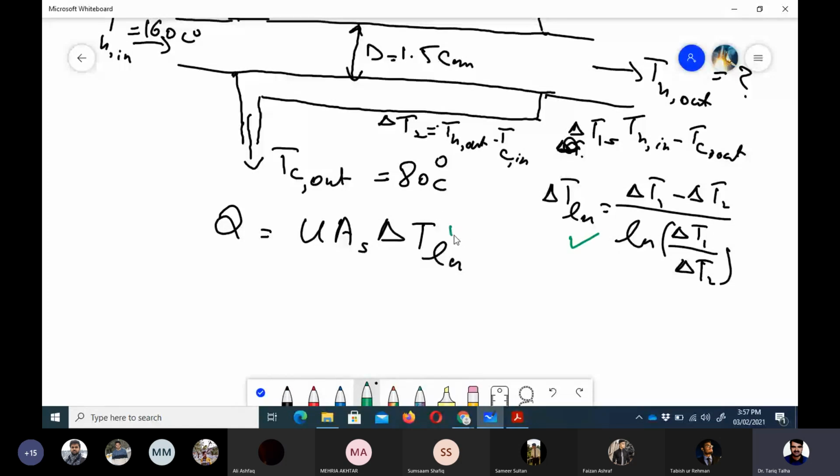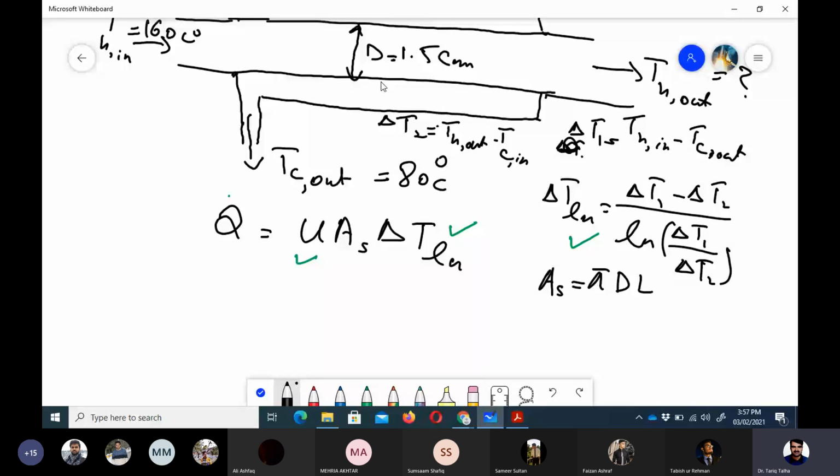So it would be known. U is given in the data, so that would be known. If we can find q dot somehow, then we can find the surface area. And when we find the surface area, AS is equal to pi d l. So from here, length can be determined, which is required for this problem.